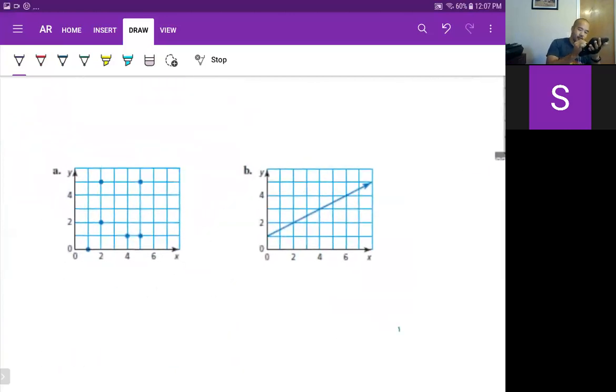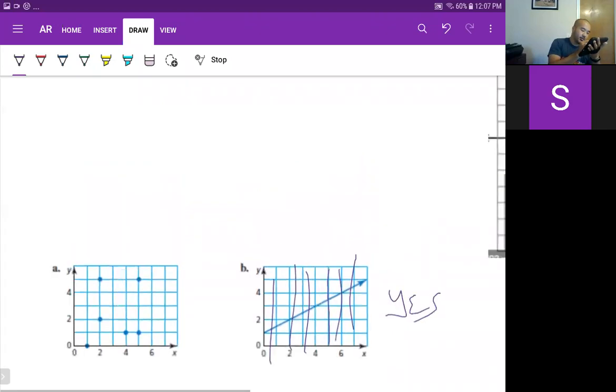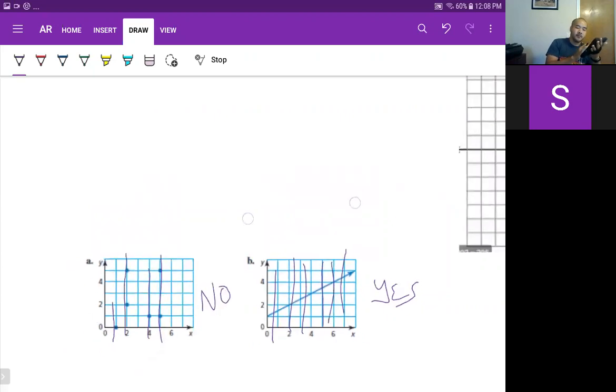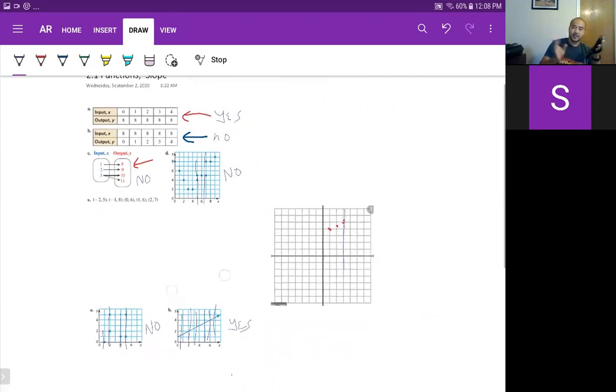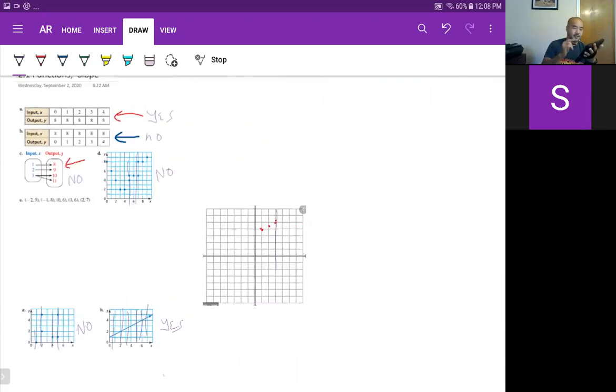So over here, just draw your vertical lines. This one passes. There's nowhere on here you can draw a vertical line, hit 2 points. So this one is yes. It works here. What happened? It works here. It works here, but it fails here and here. So this one is no. So determining if something is a function, easiest way to do it is vertical line test. So that's one part of what we're doing today.